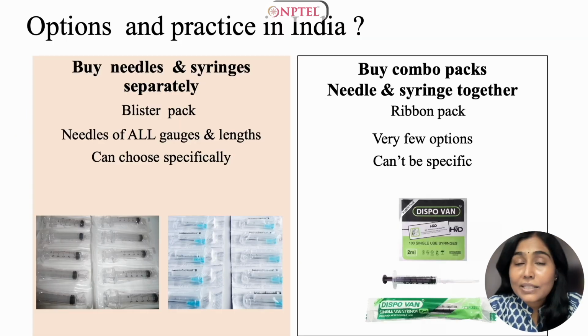This brings us to the next important clinical scenario in our country. What are the options in practice in India? So we can buy needles and syringes separately as blister packs. With this method, you can get needles of all gauges and lengths, so you can choose specifically. There is also an option of buying combo packs wherein needles and syringes come together in ribbon packs. But with this, we have very few options of choosing either the needle or the gauge. We can't really be specific.